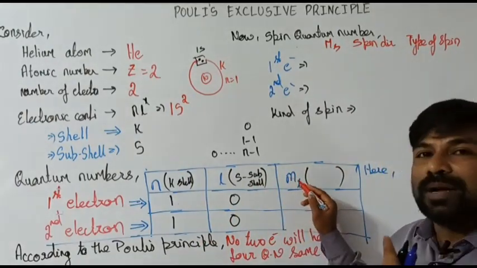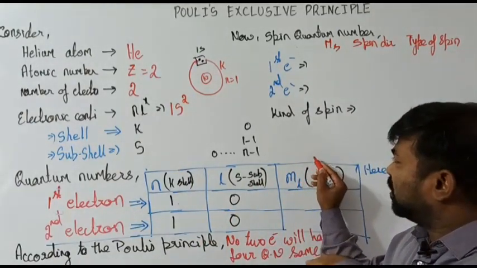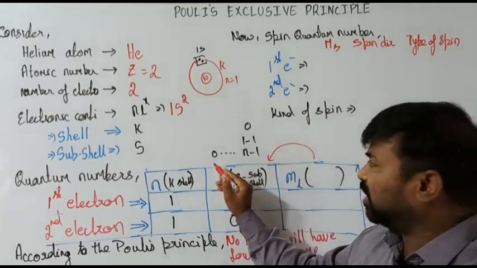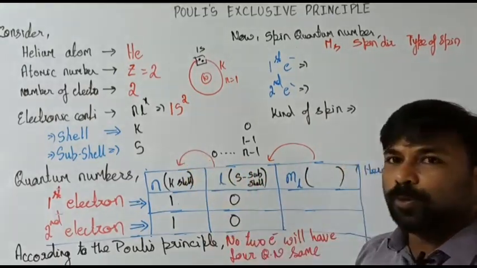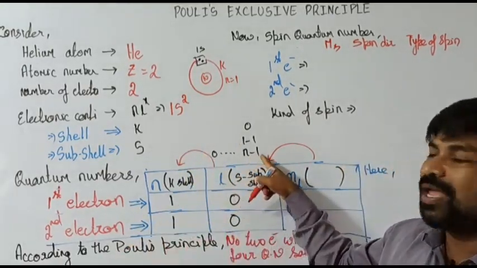The third one is the magnetic quantum number. Again, the magnetic quantum number is dependent upon... Here I said the azimuthal quantum number is dependent upon the principal quantum number by the value of n minus 1.